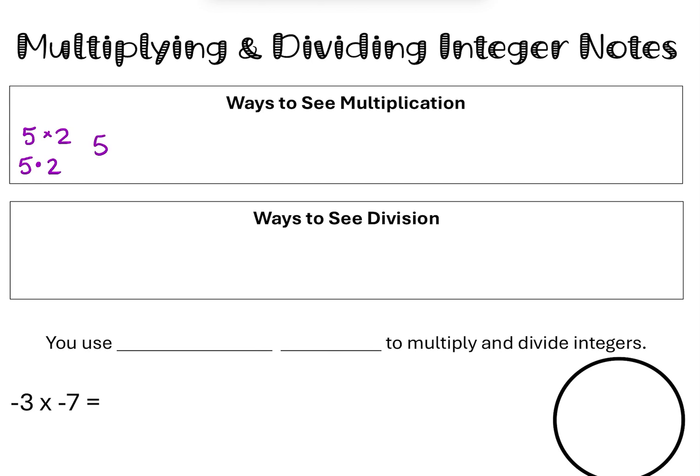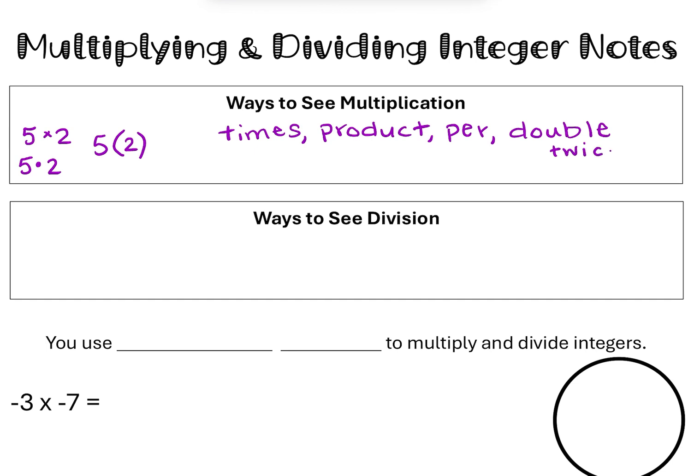And then the one that we're really going to start seeing is parentheses with no symbols at all. And then vocab words that mean to multiply, like in word problems, could be like times, product, per, or double, which is kind of the same thing as twice. And this is not every single word that means to multiply. These are just some good ones to keep in mind.